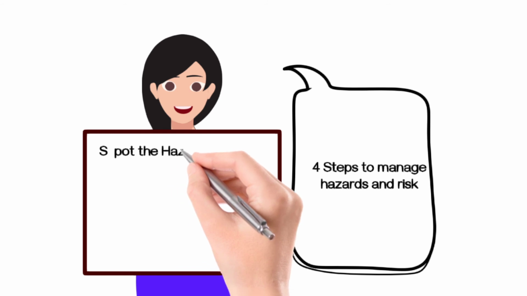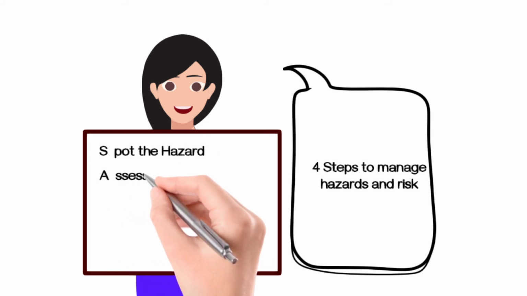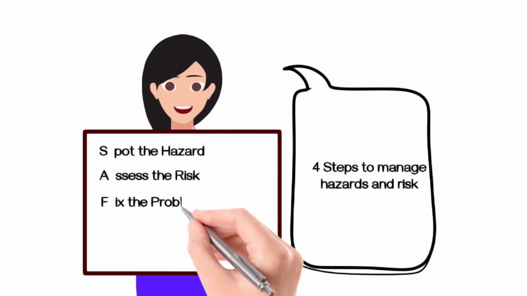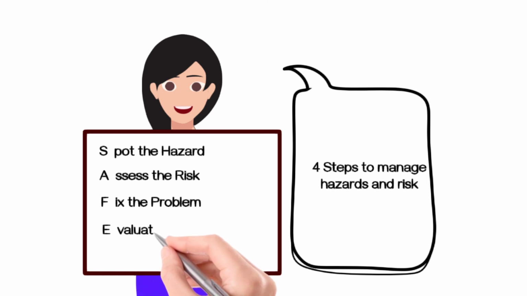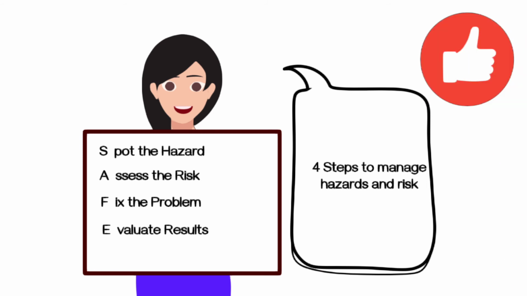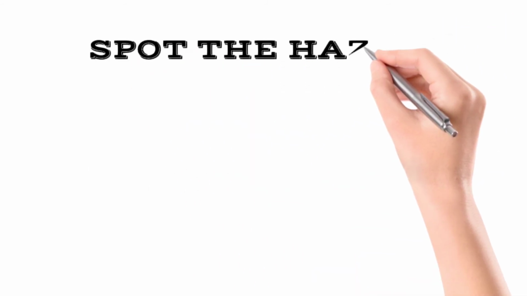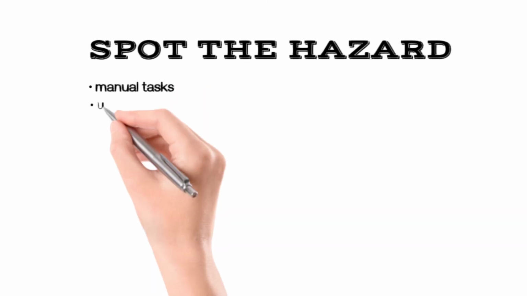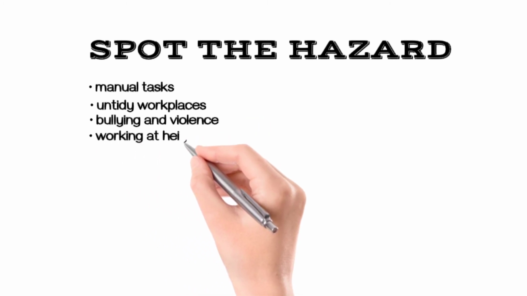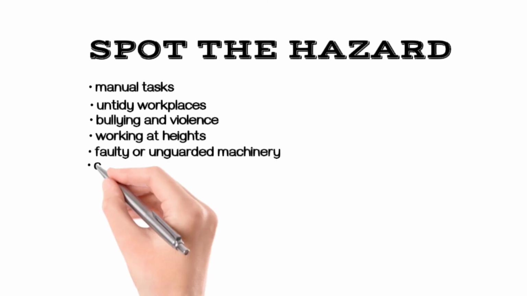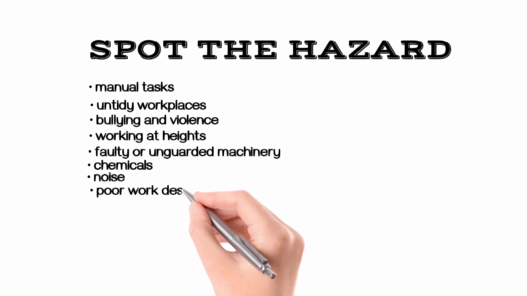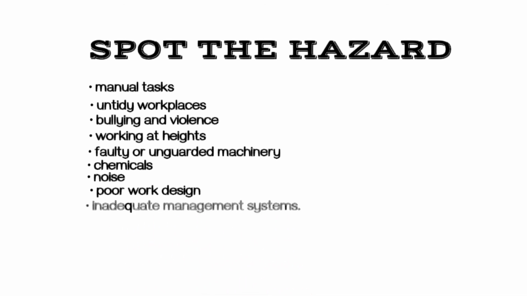S: Spot the hazard. A: Assess the risk. F: Fix the problem. E: Evaluate results. Don't forget the word SAFE. Spot the hazard includes manual tasks, untidy workplaces, bullying and violence, working at heights, faulty and unguarded machinery, chemicals, noise, poor work design, and inadequate management systems.